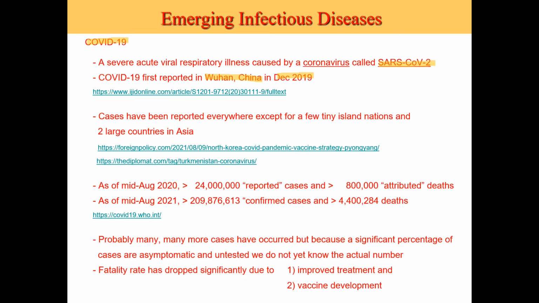In any case, by mid-August 2020, 8 or 9 months after first being reported, there were 24 million reported cases and more than 800,000 deaths attributed to COVID-19, to the SARS-CoV-2 virus. One year later, as of mid-August 2021, almost 210 million confirmed cases and roughly 4.5 million deaths.